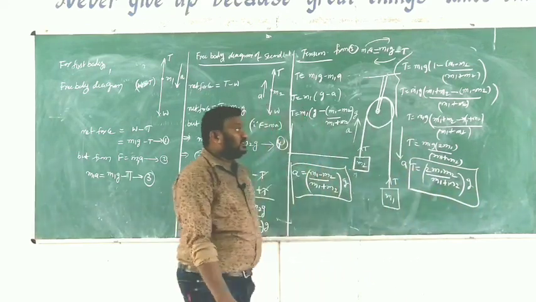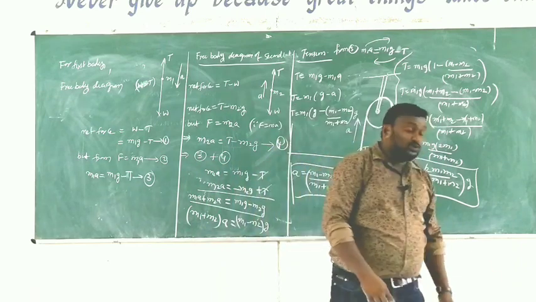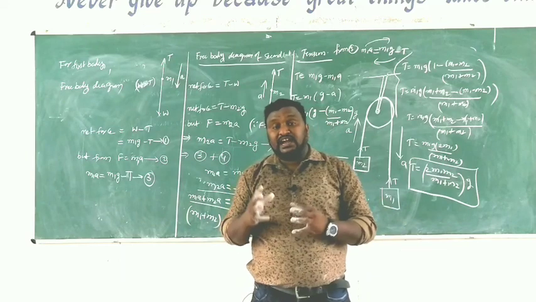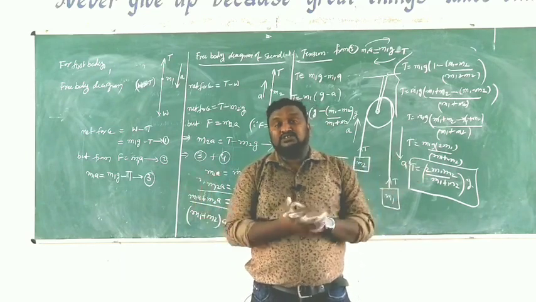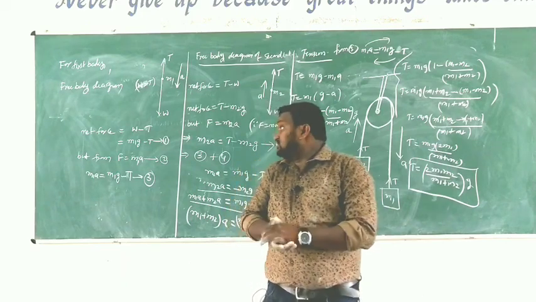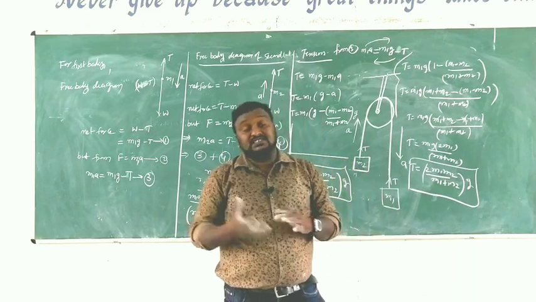So this is about the tension of the rope. In this way we will find out the acceleration and tension of the Atwood machine. Generally, the Atwood machine is useful to explain acceleration and tension and to explain Newton's laws.